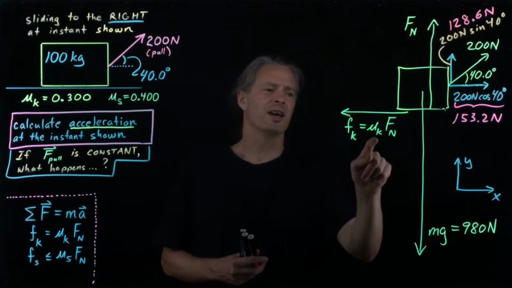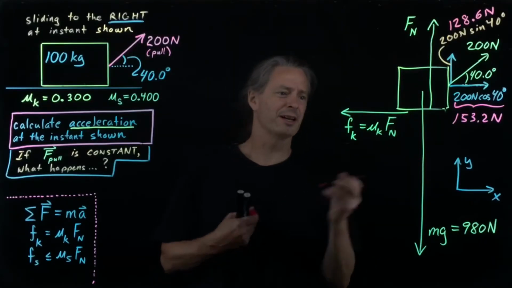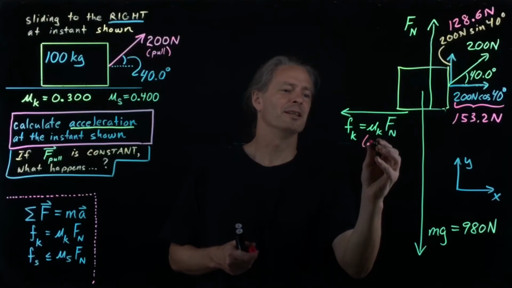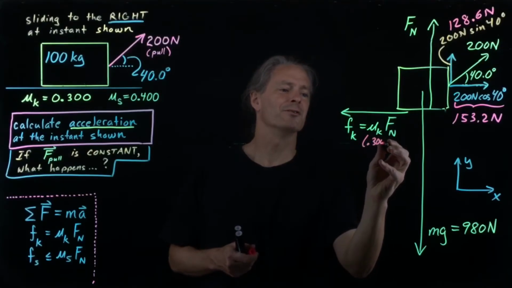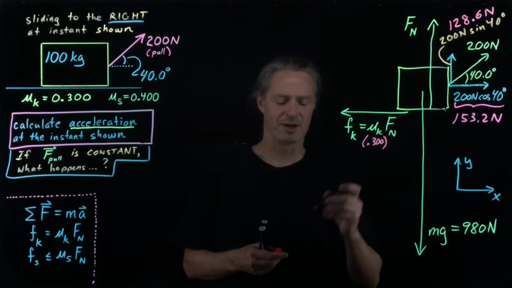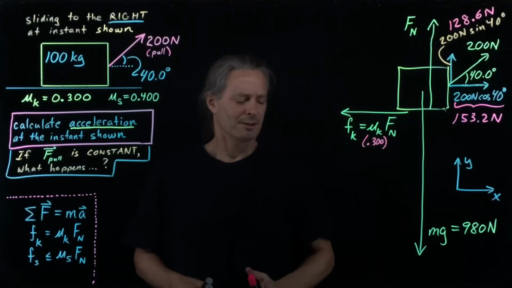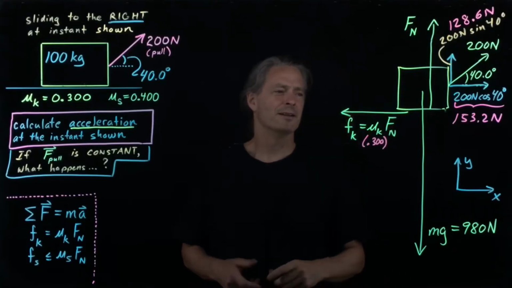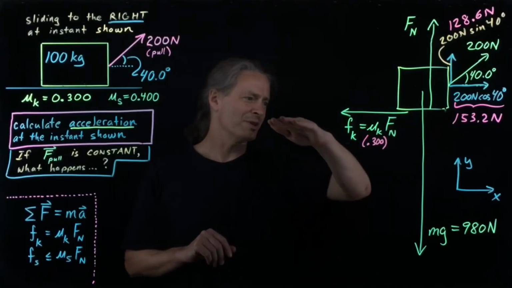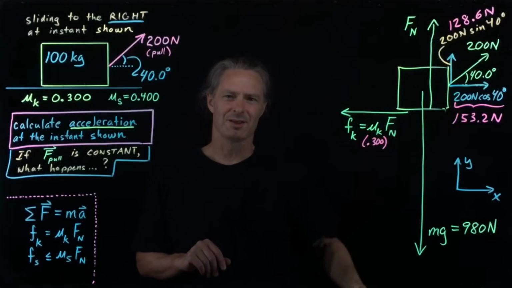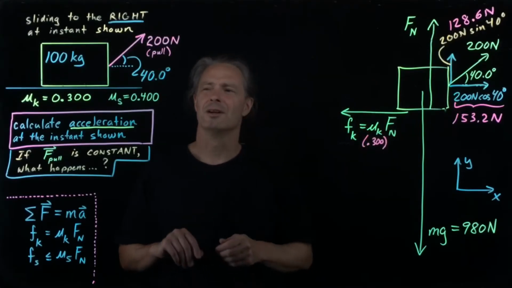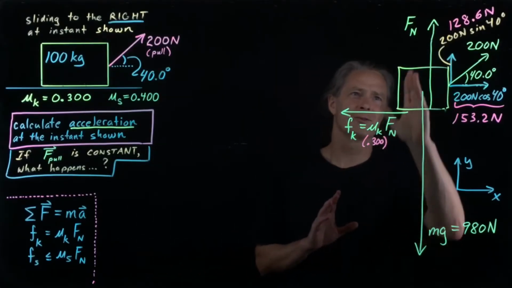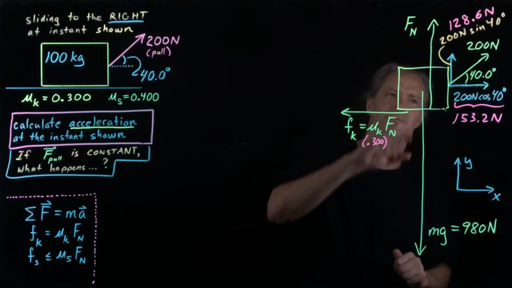We know what mu sub k is. That's 0.3. I guess I could preliminarily put that in there, 0.300. But I need to know F sub n. And I need to know this frictional force. All right, the acceleration is going to be entirely on the x-axis, not at all on the y-axis. And to see why that's the case, let's go back to our discussion of when we talked about the normal force.